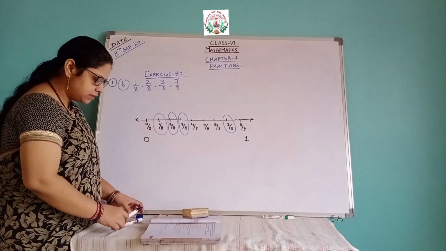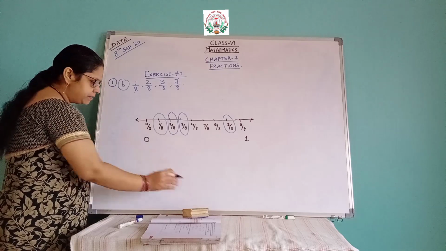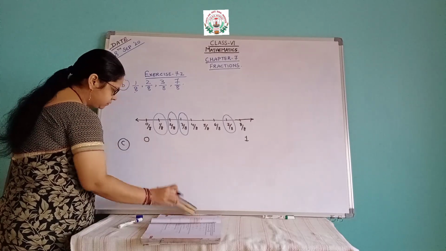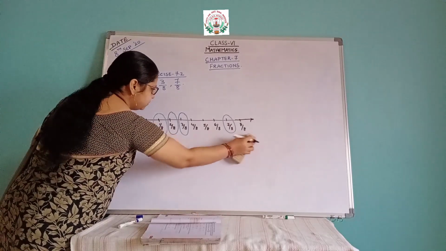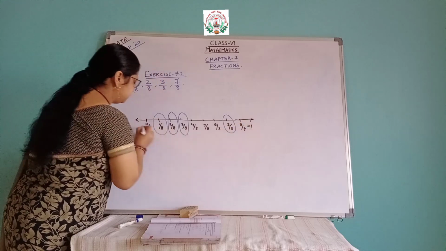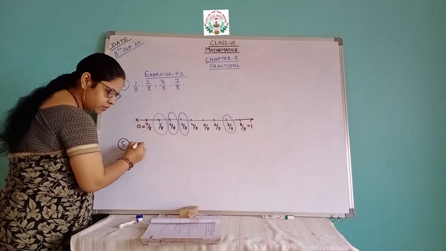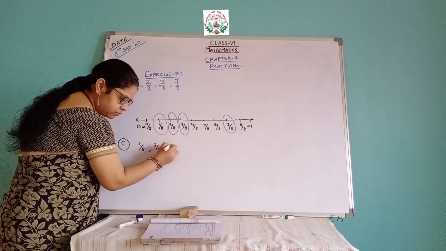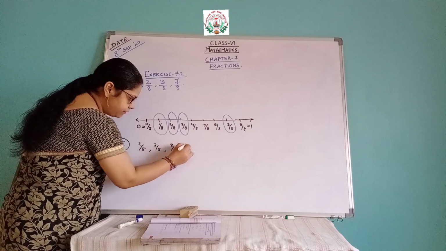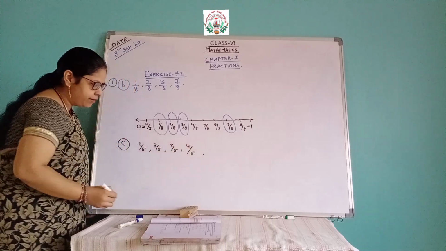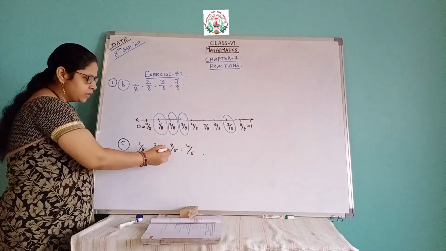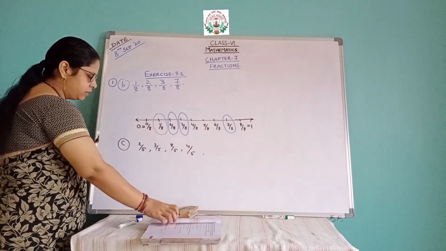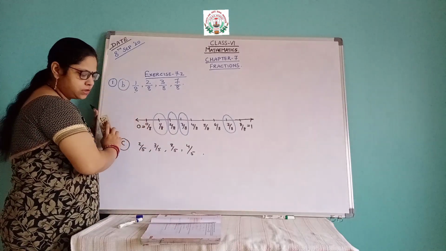Now let us see the C part. Here only I am making it. Questions are 2 by 5, 3 by 5, 8 by 5 and 4 by 5. Here you have to think a little bit, because if you are making 5 equal divisions, you require a little more space, so I am erasing this one.